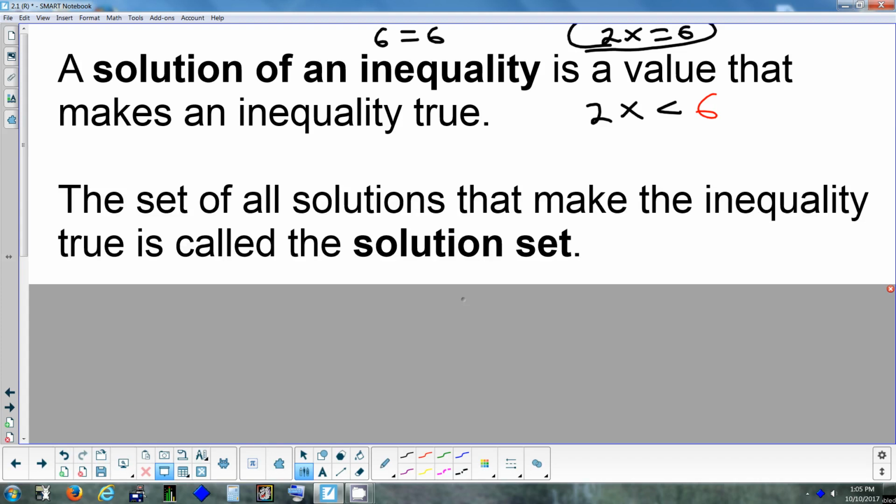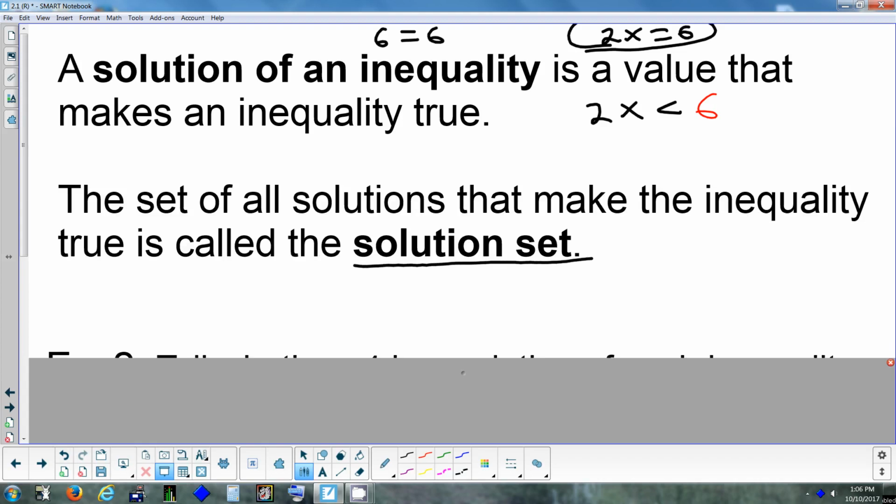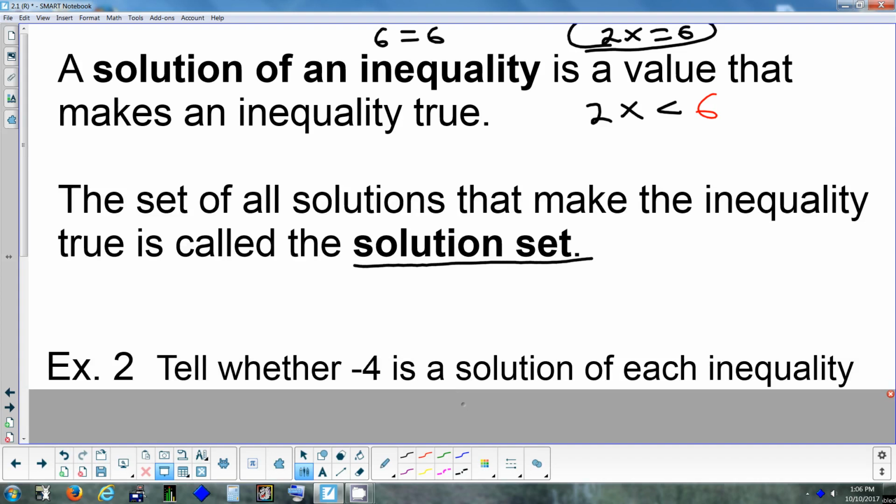And I said to you, just kind of informally, that there's a bunch of numbers that make this true. 2 times 2, 2 times 1, 2 times 0. All the numbers that I'm saying are called the solution set. So the answer here is not just a single number, but a bunch of stuff, and we call that bunch of stuff a solution set. What's in bold up there, guys, was the solution set. That's what you want to write down in your notes.